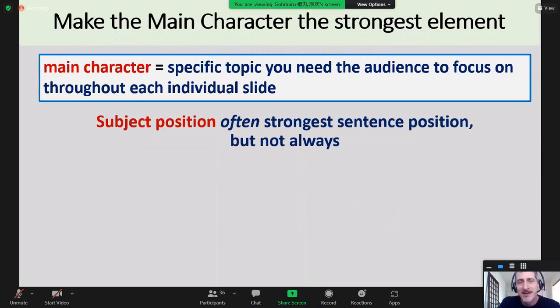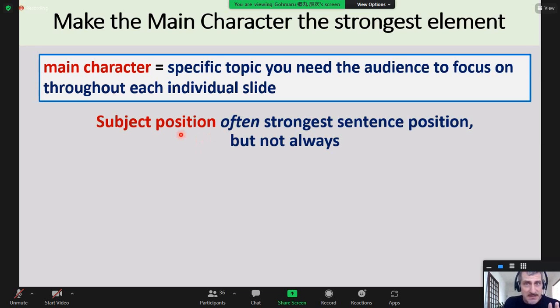And this is something else that, when you're planning your presentation, I want you to decide in the planning stage. On this slide, not only what is the main message, but what is the key idea or topic or specific theme that you need the audience to focus their attention on in order to comprehend your message. And we're going to call that the main character of that slide, shujinko. A specific topic that you need the audience to focus on throughout that slide.